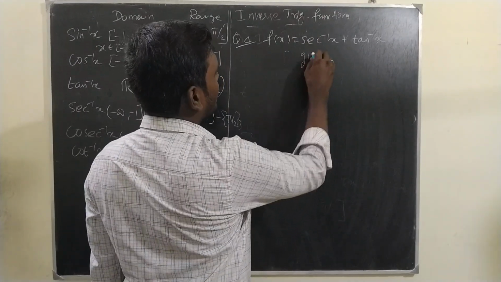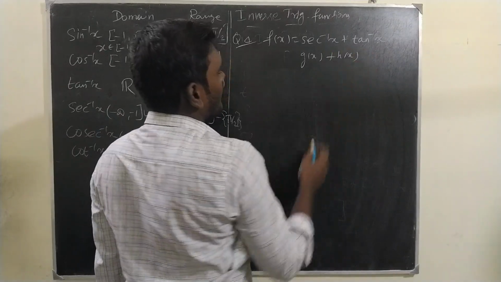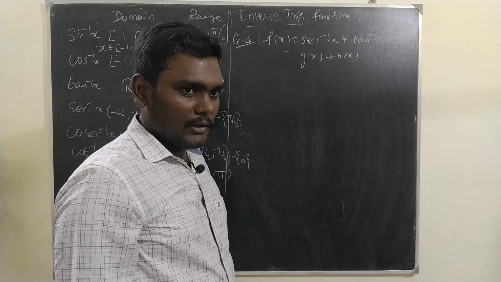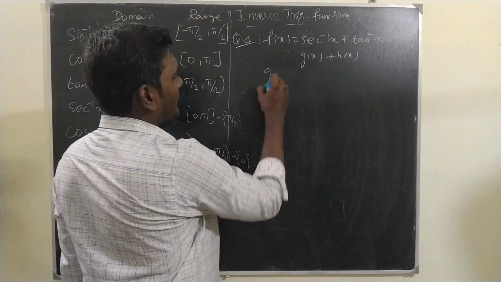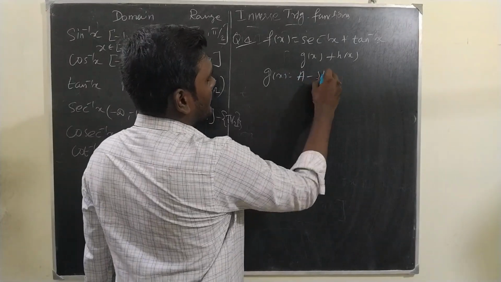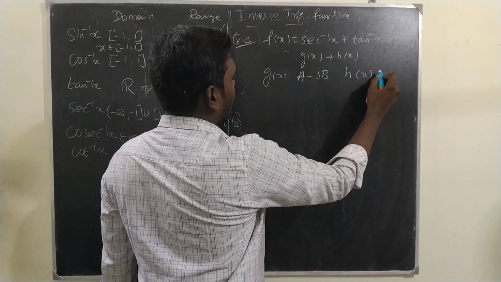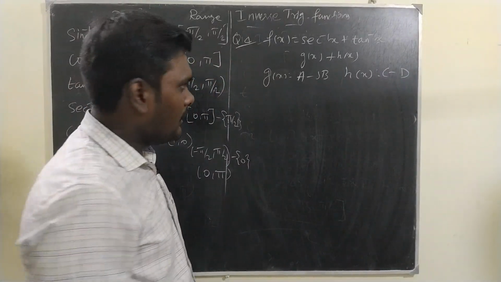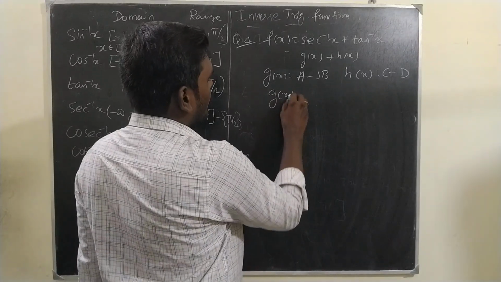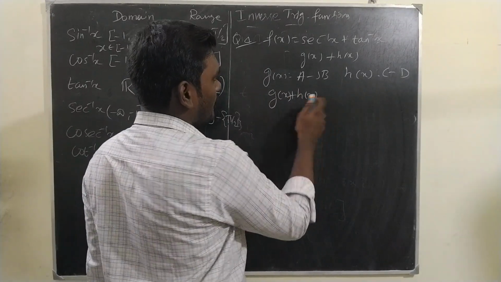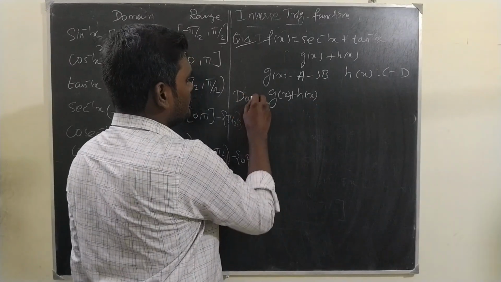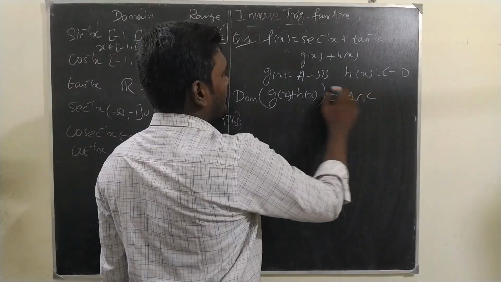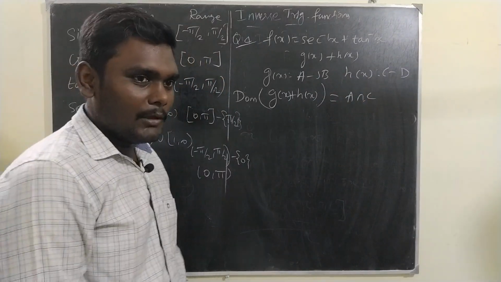Let it be g of x plus h of x. The domain of g of x may be different, and the domain of h of x may be different. Let g of x be defined from a to b, and h of x from some c to d. Then g of x plus h of x is defined on the intersection of the domains, the common elements of these two. That is what we are going to apply here.